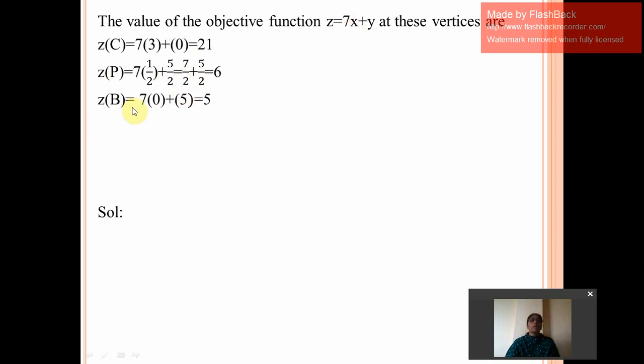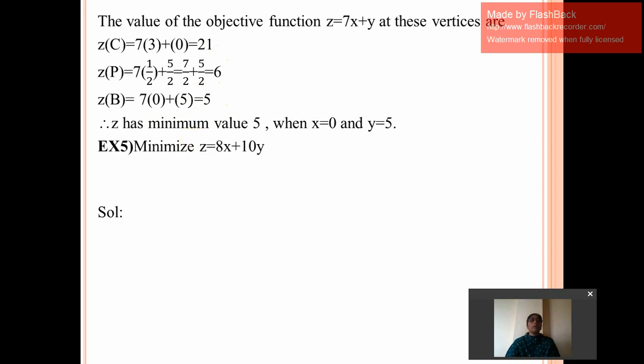Z of B (0, 5). Put 7 into 0 plus 5 is equal to 5. Therefore, Z has minimum value 5. Find minimized value: Z has minimum value 5 when x is equal to 0 and y is equal to 5.